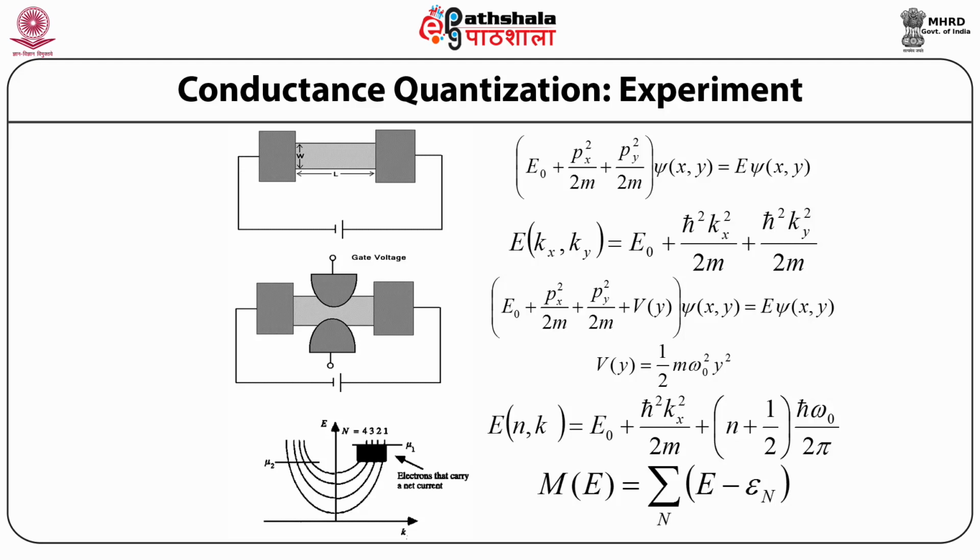The energy is quantized along the y direction due to gate bias. The second term is simply the contribution of free electrons along the x direction, and En is equal to E naught plus pi square h cut square by 2m multiplied by nx square by L square plus (n plus half) h cut omega naught by 2 pi. So the third term in this equation decides the number of conduction channels along the x direction.